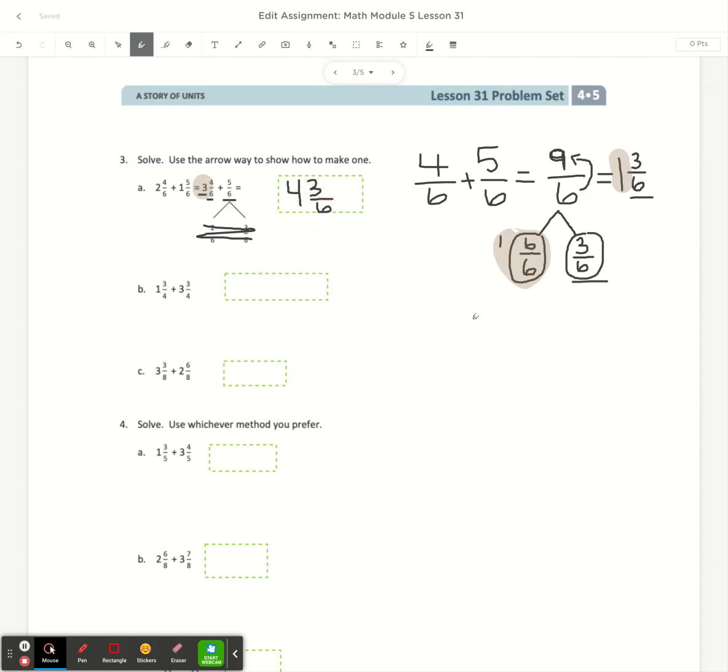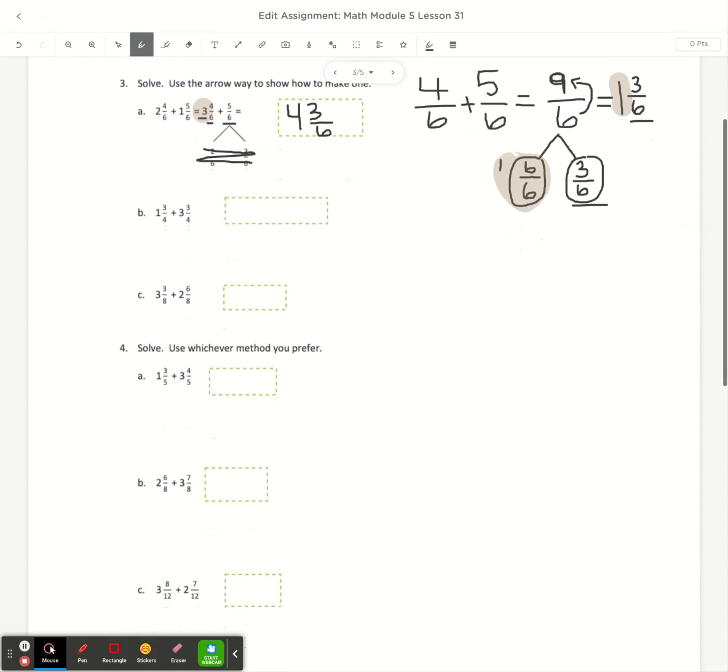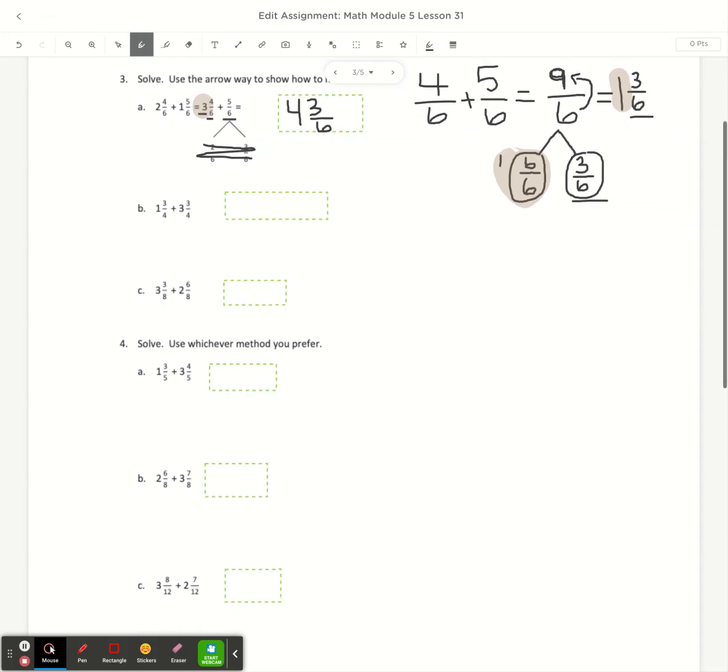And again, guys, if you can do this in your head, that is awesome. Go ahead and do it. I just want you guys to solve these problems in whatever way is easiest for you.